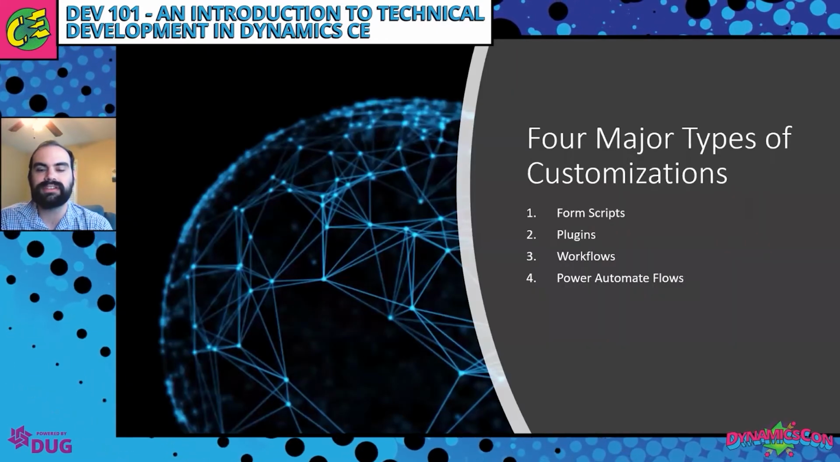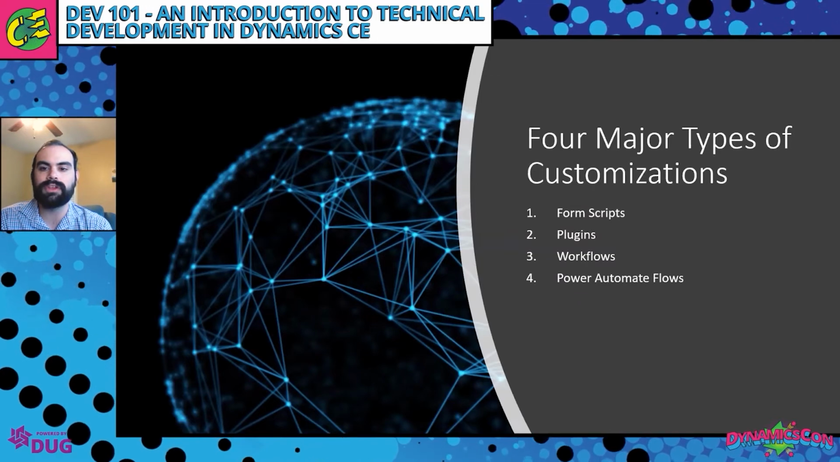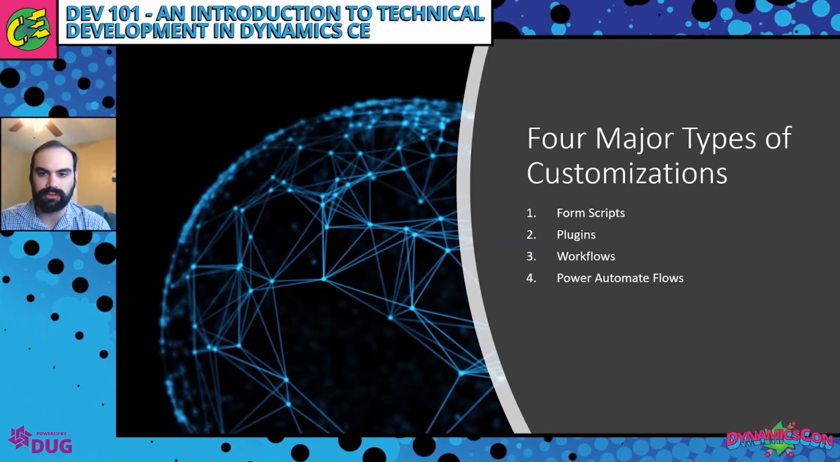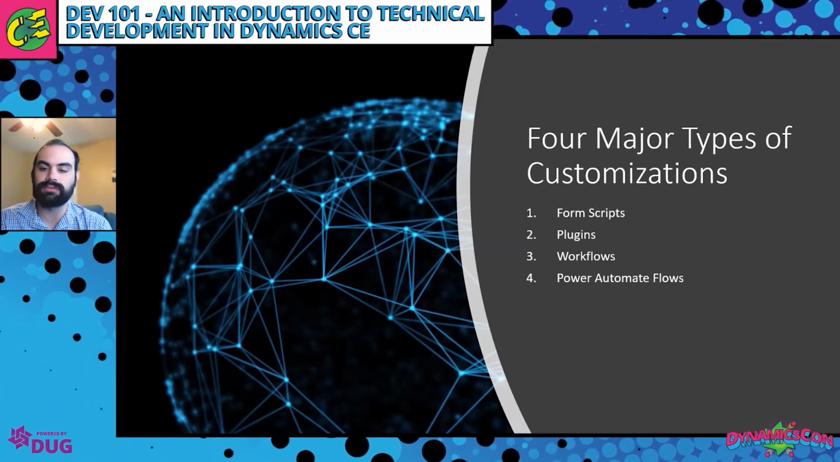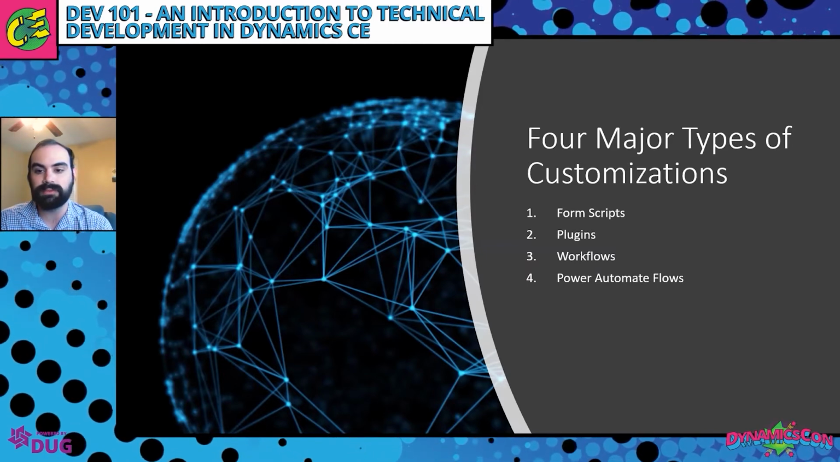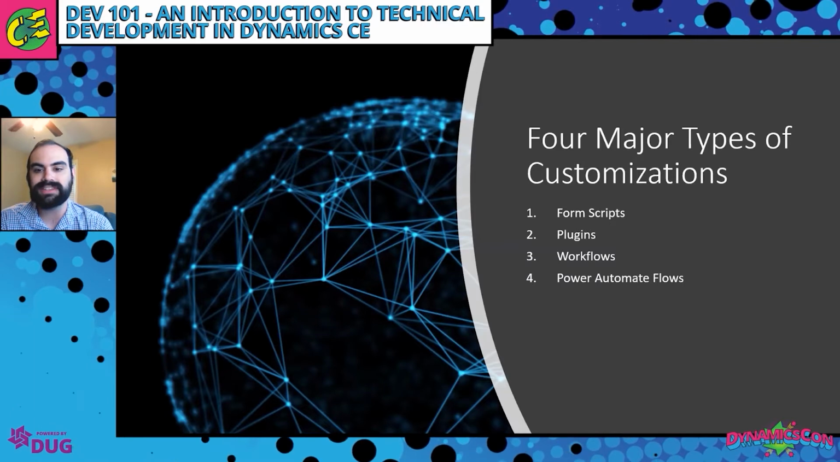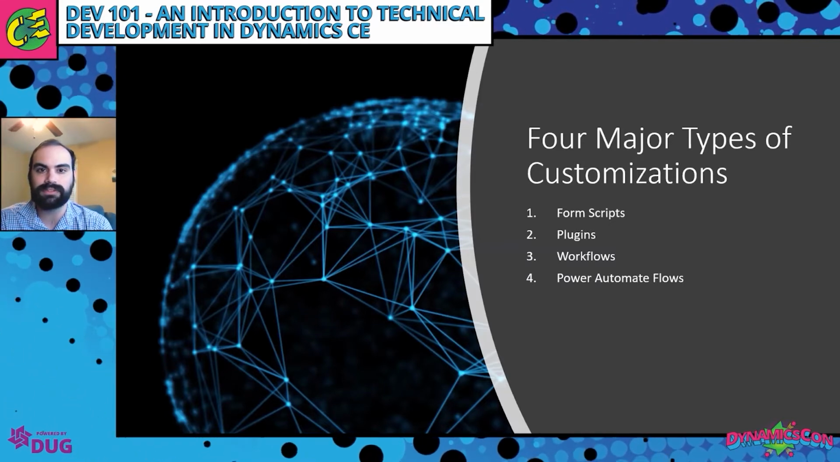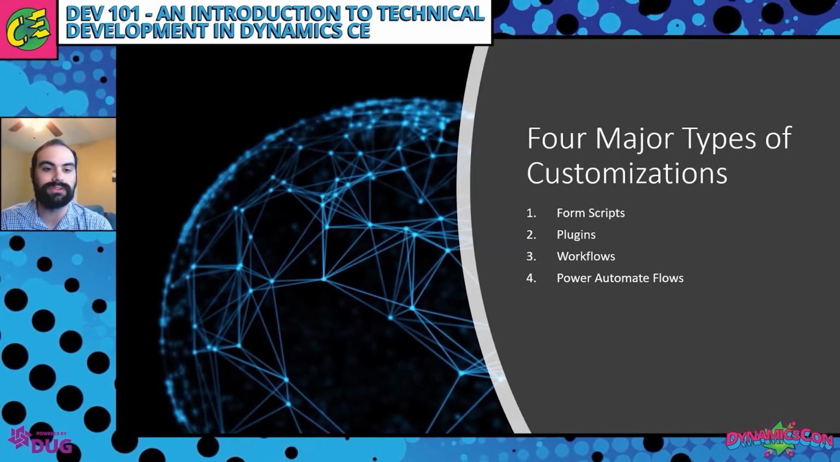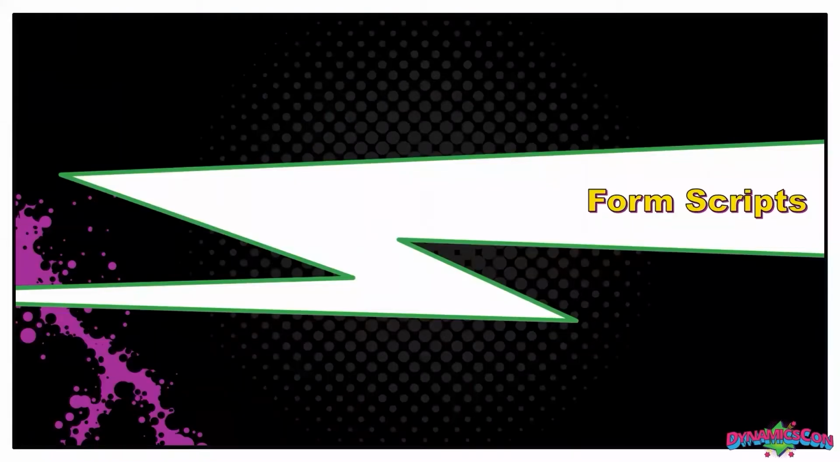So now that we have these ideas out of the way, there are 4 major types of customizations that we are going to be going through. For each one, we're going to go through an overview of what is involved in creating the customization, some key points to be aware of, a basic idea of where you can go in the system to find these customizations, and some examples of common client requests that can be achieved using them. We will start off with form scripts.